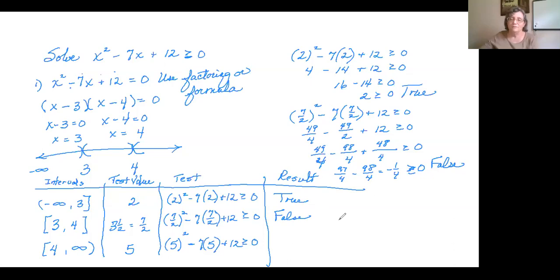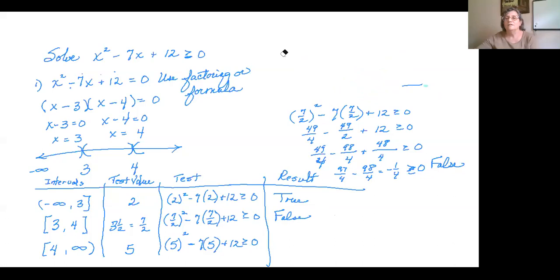Not because it was a fraction either. And then when I try my last one here, I'll get 5 squared is 25. Minus 7 times 5 is 35. Plus 12 is greater than or equal to 0. 25 and 12 would be 37. Minus 35, greater than or equal to 0. This is obviously going to be true.